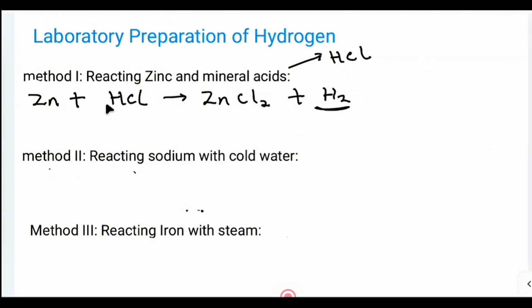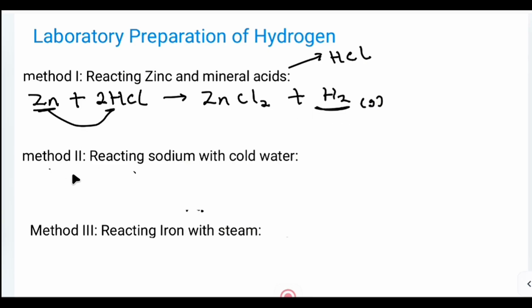Okay, so to balance this up, I'm going to put a 2 here. So what has actually happened here is that zinc displaced hydrogen from here. Okay, so this is a displacement reaction. Zinc displaced hydrogen and then stayed with the chlorine to form zinc chloride, and then we have hydrogen.